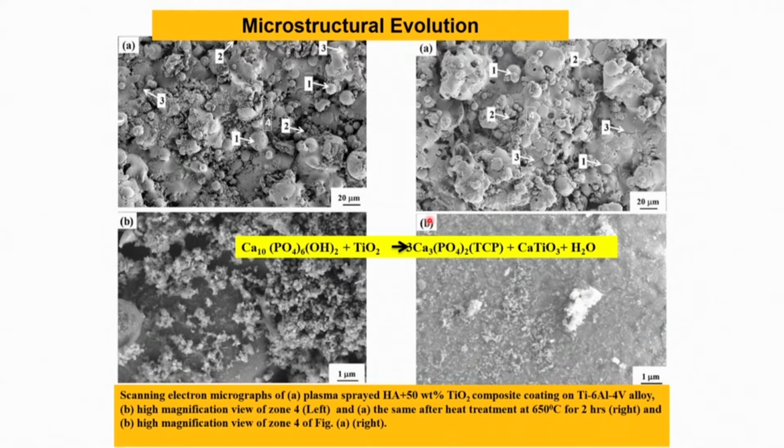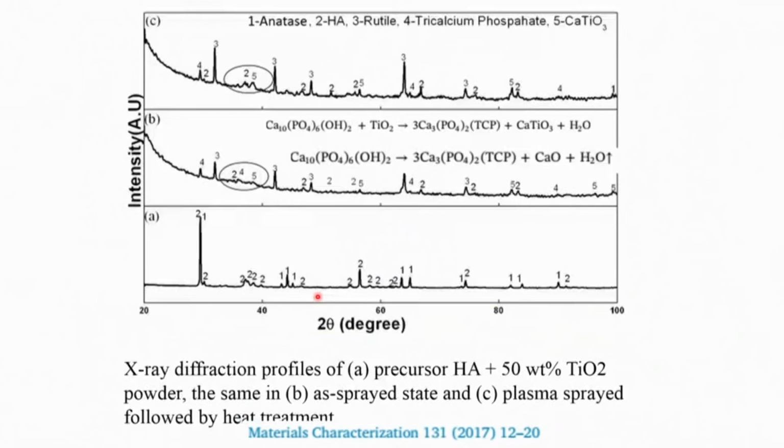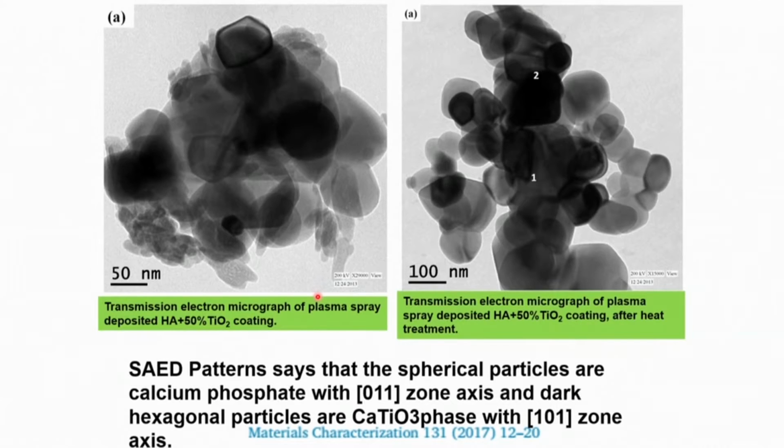titania. If you see the structure of the surface, you will find that there is tricalcium phosphate formation because of decomposition of hydroxyapatite, and calcium titanate deposition in case of hydroxyapatite plus titania coating. On the other hand, in hydroxyapatite plus zirconia coating, you will find formation of very fine nano calcium zirconate phase. These were evidenced by the transmission electron microscopic analysis.